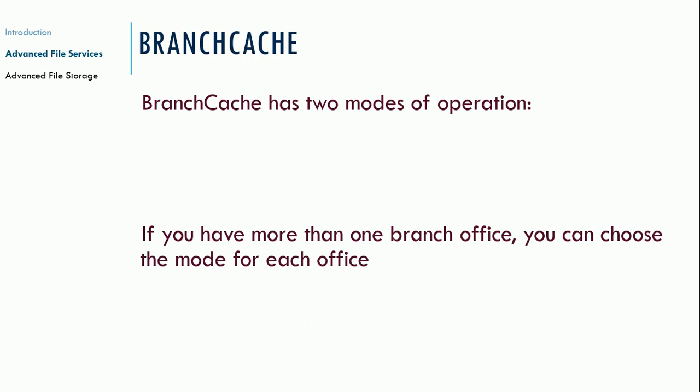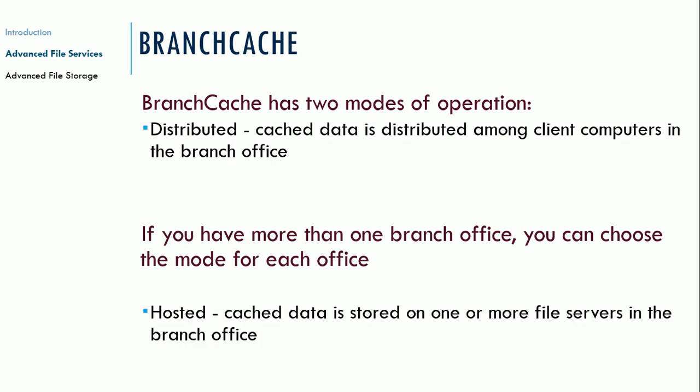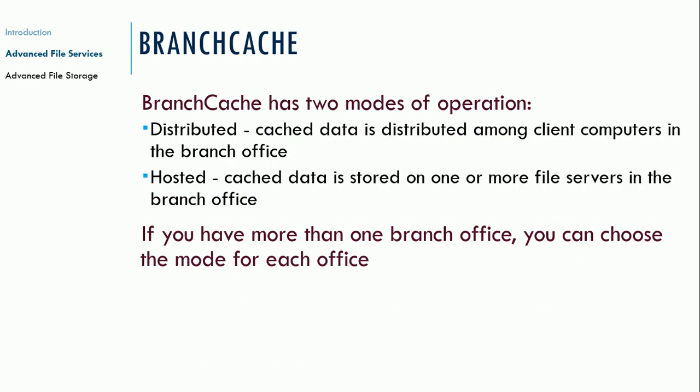So it has two modes of operation. The first is distributed, and the second is hosted. So with distributed, you don't have to install anything at the branch office. It uses existing clients in Active Directory to store those files. So you can almost think of it as like BitTorrent, like peer-to-peer file sharing, right? Where everybody stores parts of files on their own computers. There's no central data store for something like BitTorrent, right? Although a lot of people don't use BitTorrent anymore, I think most of you are probably familiar with that. But that's how the distributed mode works.